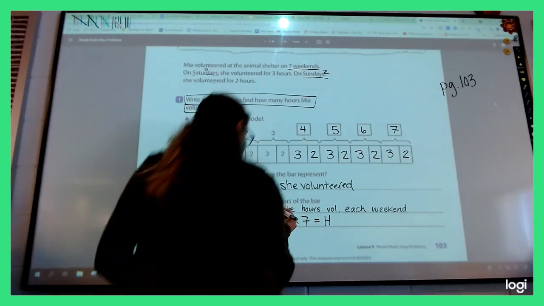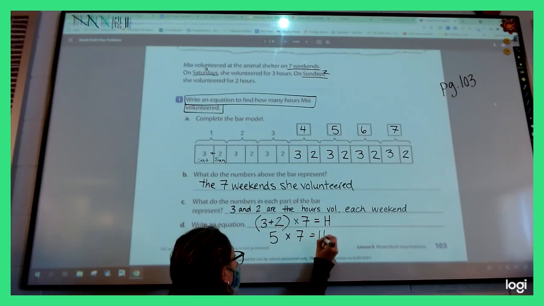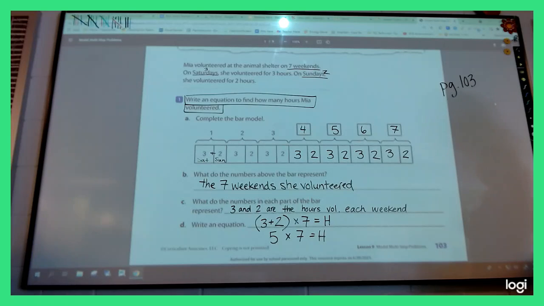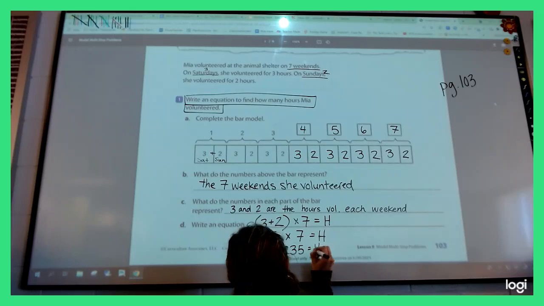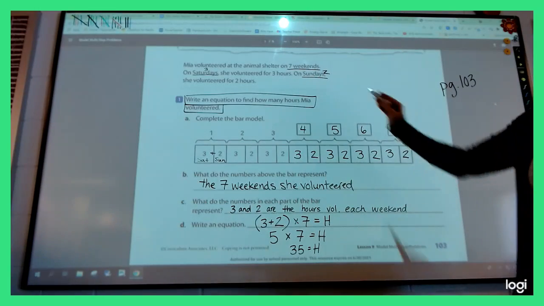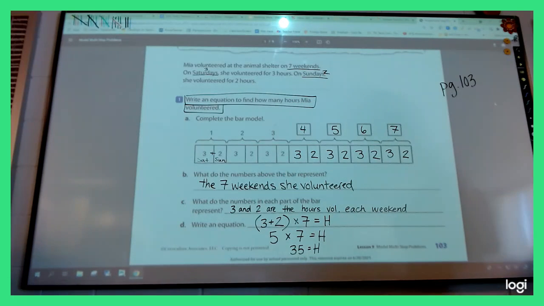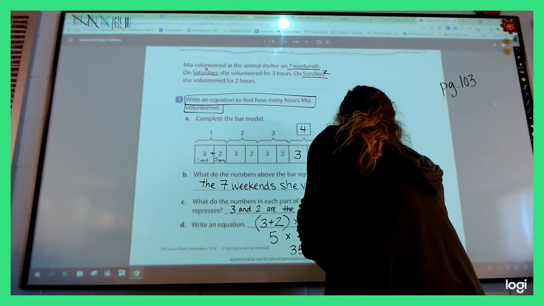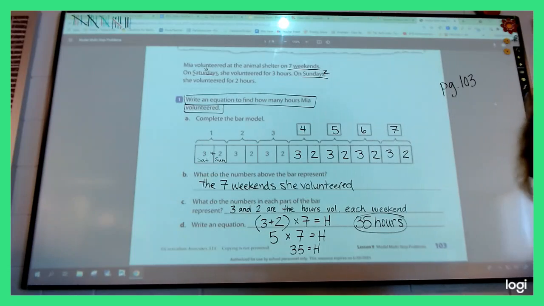She got it. So carry that on down. 5 times 7 equals H. And we know our 5s and we know our 7s. What's my final answer? 35. So 35 equals H. Now what should my label be? And if you ever get mixed up here, go back and look at the question, which said how many hours she volunteered. So label, Abby? 35 hours. Excellent job.